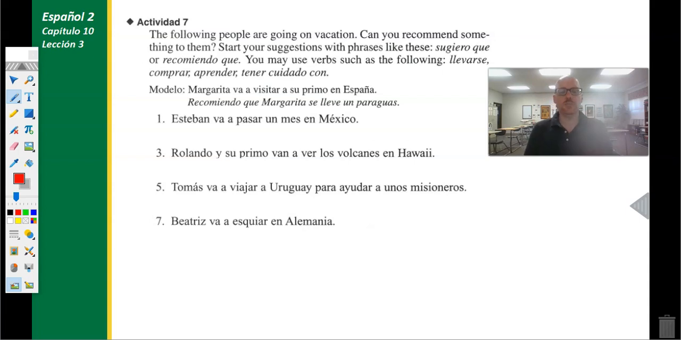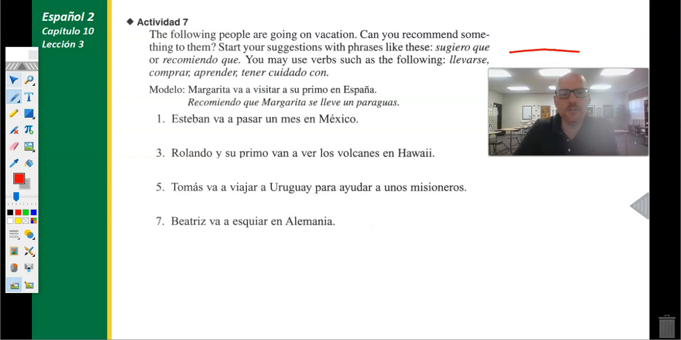So what would the recommendation be for each of these? You can come up with any recommendation that would use expressions like we give you here in the instructions. Sugiero que, I suggest. Recomiendo que, I recommend. Use one of those verbs to show what you would suggest. And in the second clause, you could use verbs like llevarse, to carry or to wear, comprar, to buy, aprender, to learn, tener cuidado con, to have caution with. So use those expressions that are given to you in the instructions there and give your opinion, your recommendation, your suggestions for números 1, 3, 5, y 7. Go ahead and pause the video, do those, and then we'll come back and wrap things up.